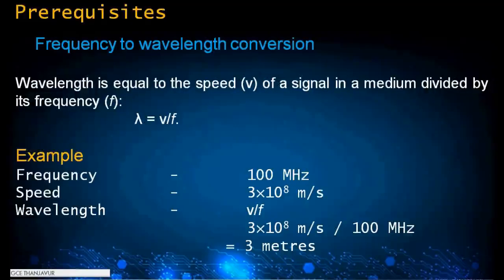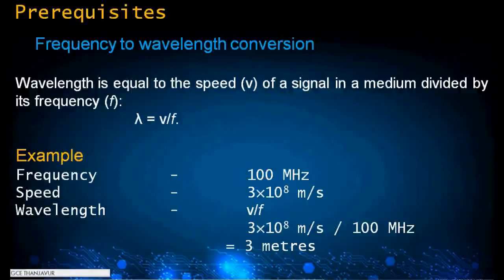There is a relation between frequency and wavelength. Wavelength is equal to the speed of a signal in a medium divided by its frequency f: lambda equals v by f. Suppose I am taking one example here.